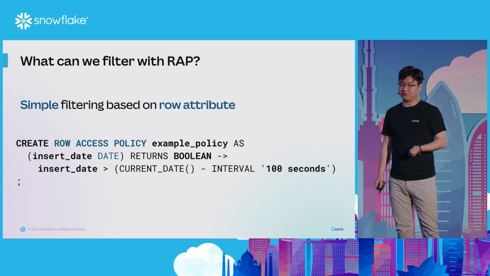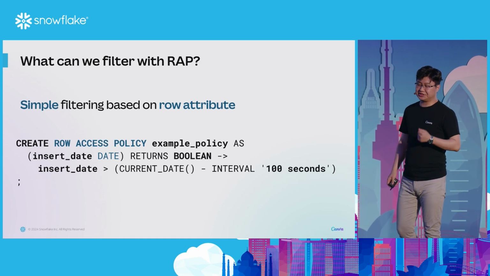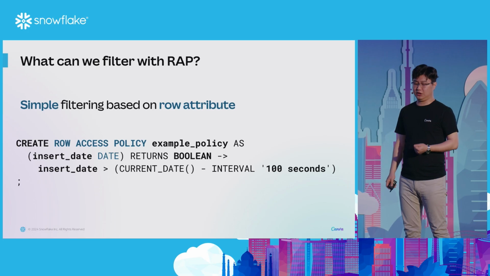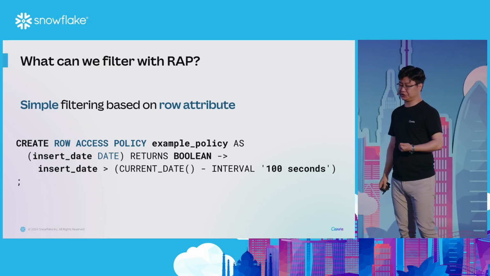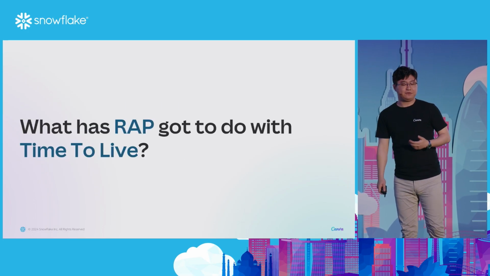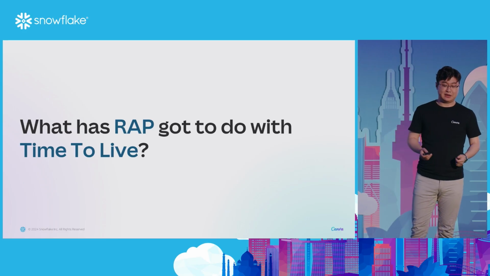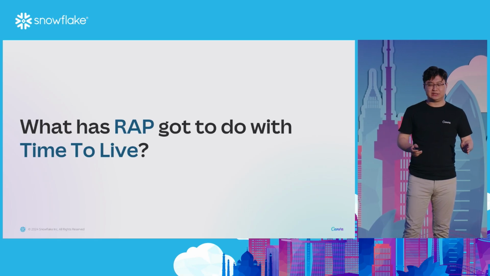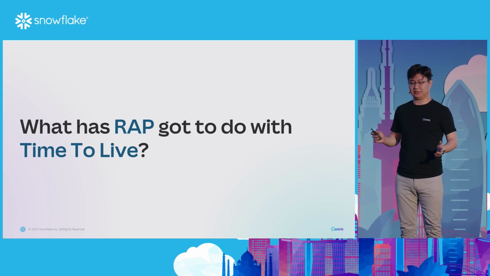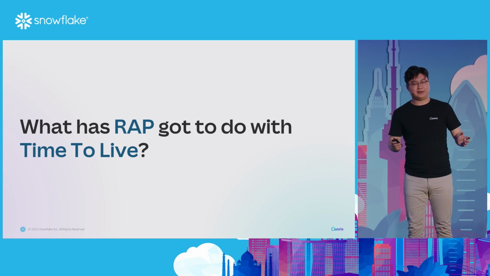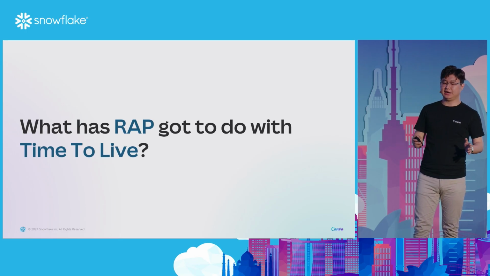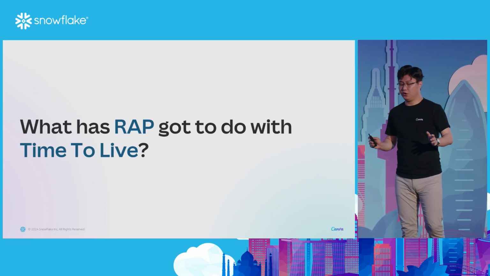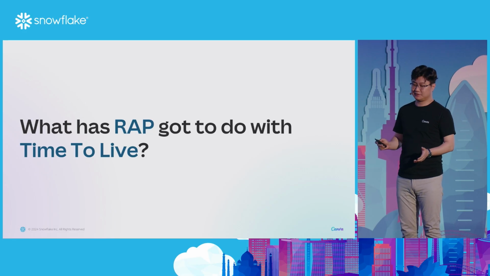You may notice that the code looks very similar to a standard Boolean UDF, or user-defined function. Many of you may be confused right now. What do row access policies have to do with time to live? All I've shown you so far is filtering and hiding data rows. I haven't shown any deletion or anything resembling it.